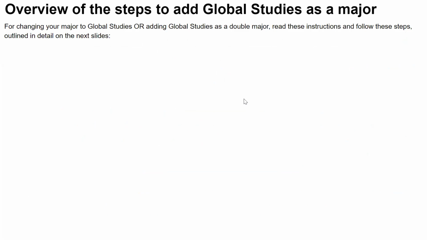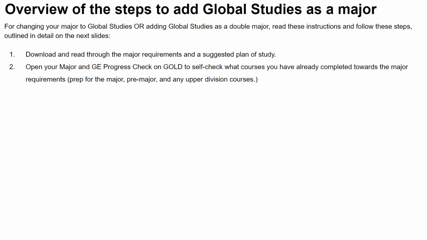So the overview of all the steps that you'll follow would be the following. You'll download and read through the major requirements and a suggested plan of study. From there, you will then open your major and GE progress check on GOLD to self-check what courses you've already completed for the major requirements, including prep for the major, pre-major, and any upper division courses if applicable to you. And this will help you make some decisions about what you think you need to sign up for next in order to continue with the major.